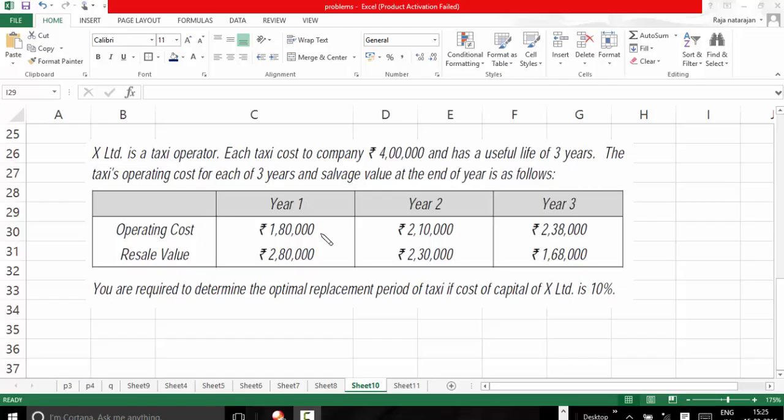Year 1 operating cost is 1 lakh 80 thousand and resale value is 2 lakh 80 thousand. Year 2 operating cost is 2 lakh 10,000, resale value is 2 lakh 30 thousand. Year 3 operating cost is 2 lakh 38,000, resale value is 1 lakh 68 thousand.